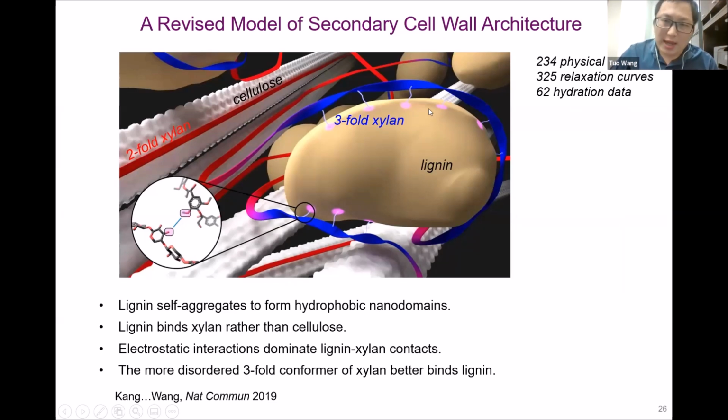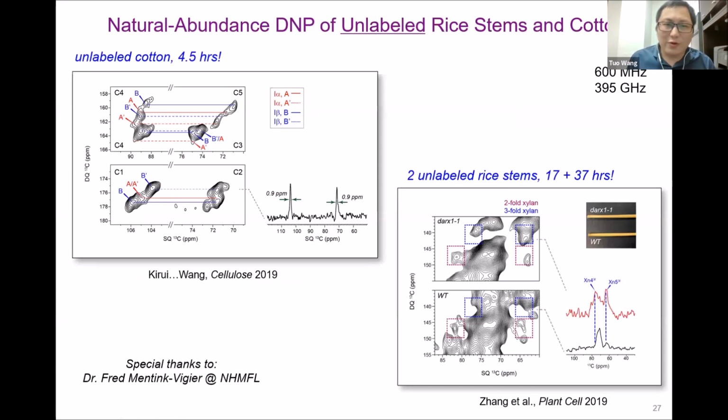And the nanodomains have extensive surface and electrostatic contact with the threefold twisted conformer of Xylan, which is further connected to the twofold flat ribbon conformer of the Xylan. And the twofold Xylan is further coating the surface of the cellulose microfibril. In this way, the hemicellulose Xylan is smart enough to bridge the two hydrophobic cores of the cell wall, cellulose and lignin, together.